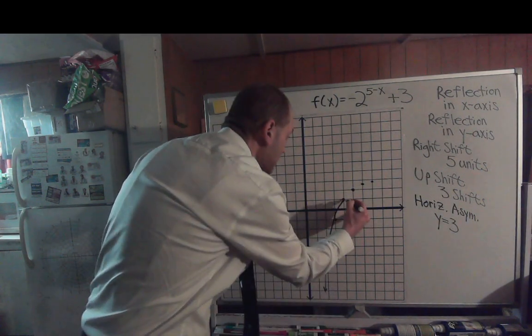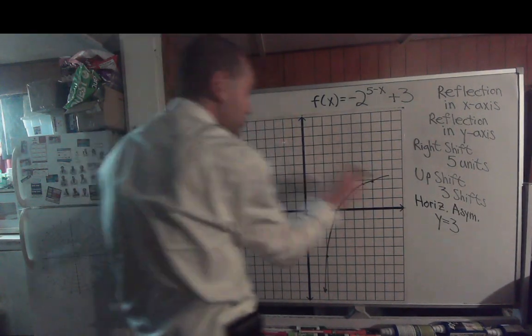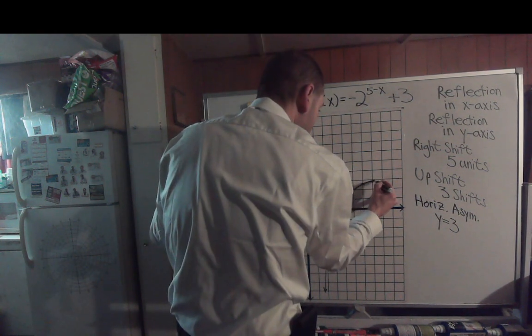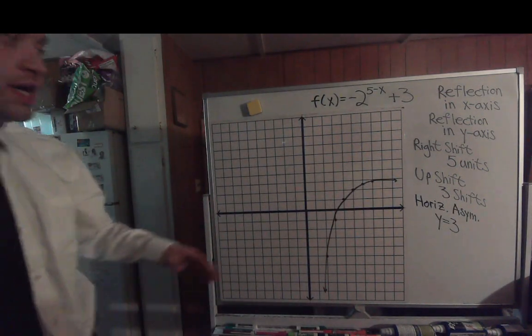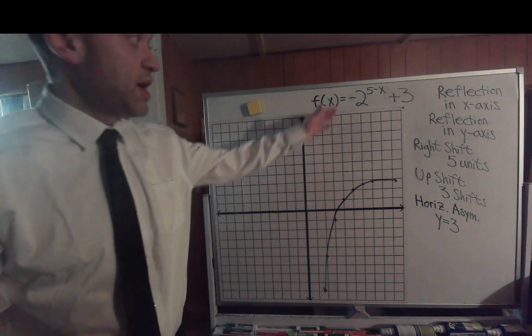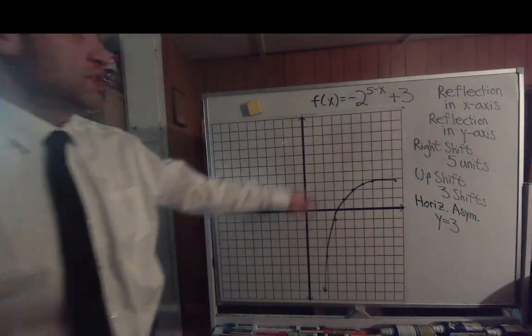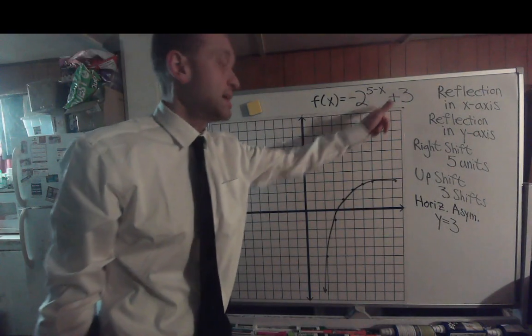So there's about what your graph is going to look like. Whoops, it can't go above that 3. Good thing I caught that. You'll get infinitely close, but it won't actually reach y equals 3. So here is the graph of 2 to the x transformed with all these transformations to give you the graph of f of x equals -2 to the 5 minus x plus 3.